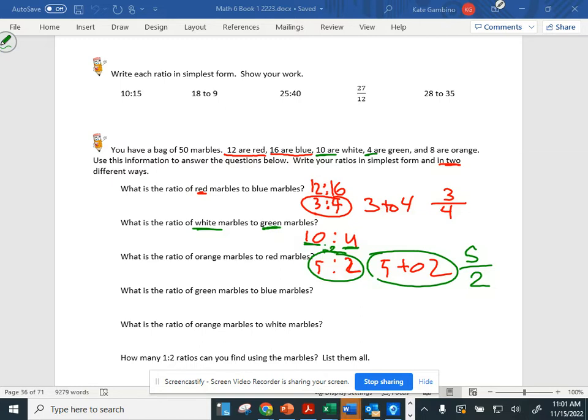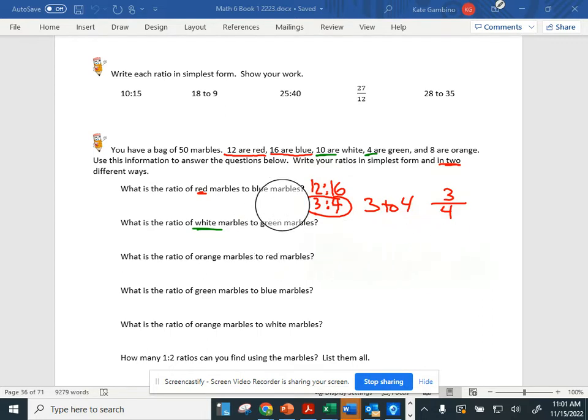We're going to do one more together as a class. Jillian, come on up. I'm going to erase this so you have space to work. Write out your answer on the whiteboard.